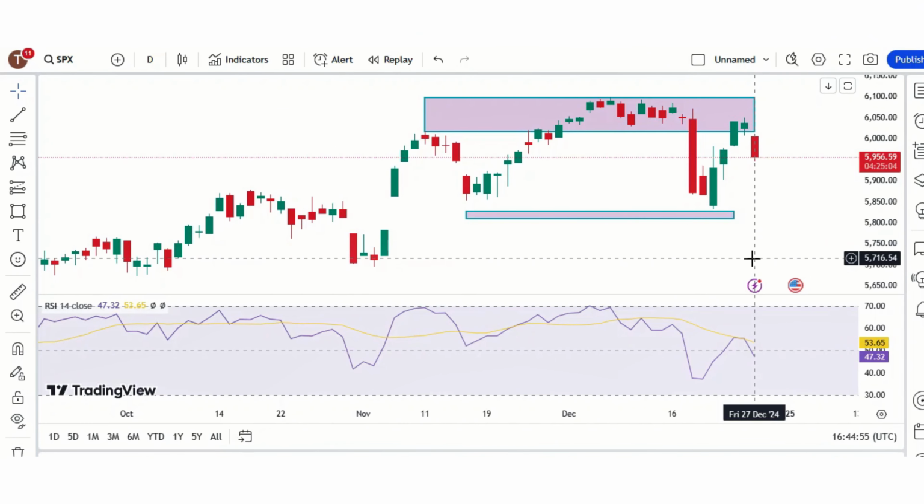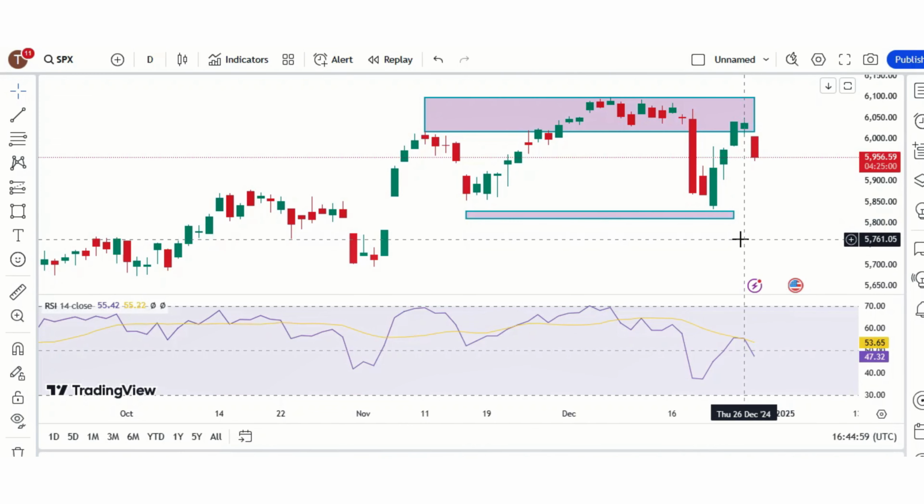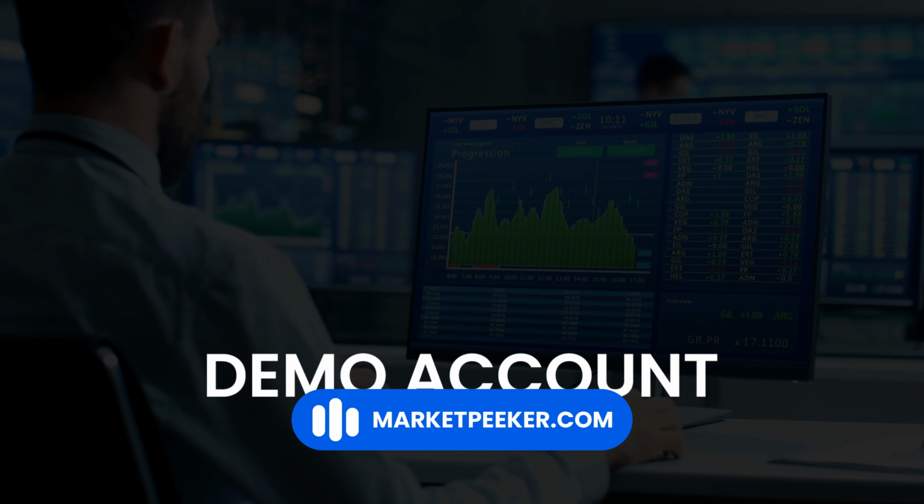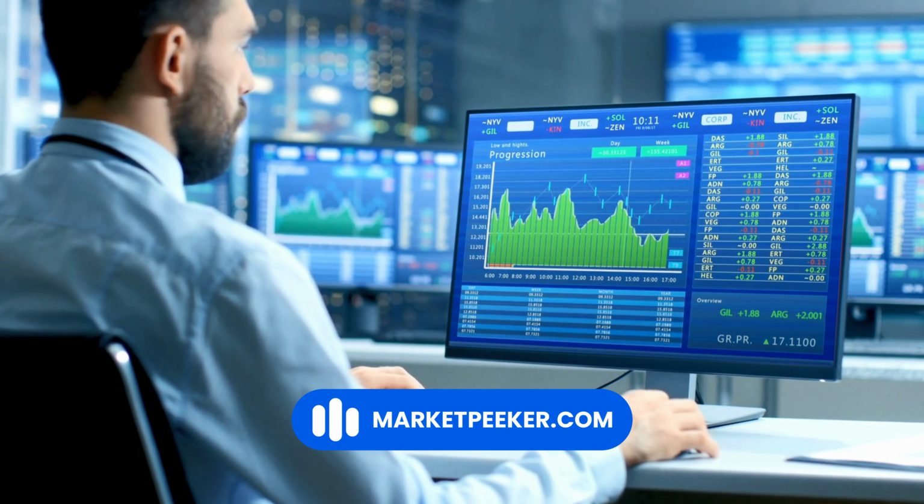Pro tip: patterns work best when combined with other tools like support and resistance levels or indicators like RSI. Practice identifying them on demo accounts before applying them to live trading.